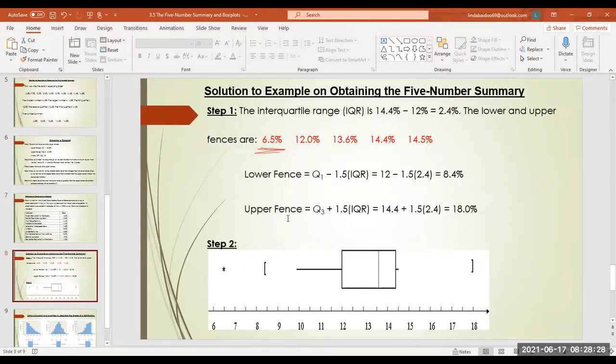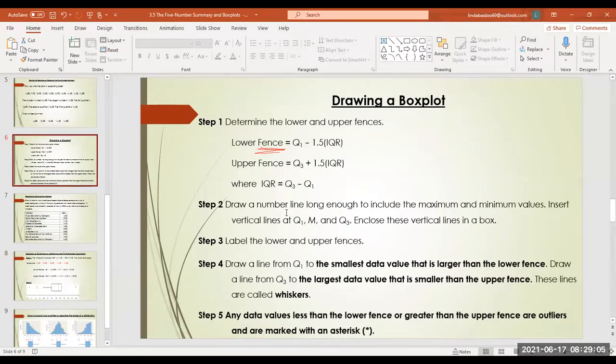And then from here, we can draw our smallest and largest. The smallest we have is 6.5, and the largest we have is 14.5. So this is 14, this is 15. The highest is going to be 14.5, which is going to be somewhere here. The smallest we have is 6.5, which is also somewhere here. That is the second step. The second step said that we should draw a line long enough.